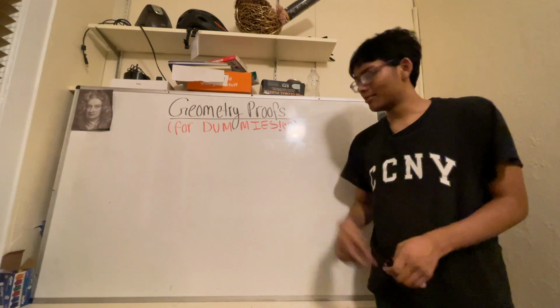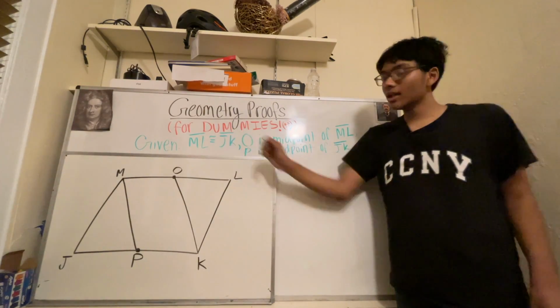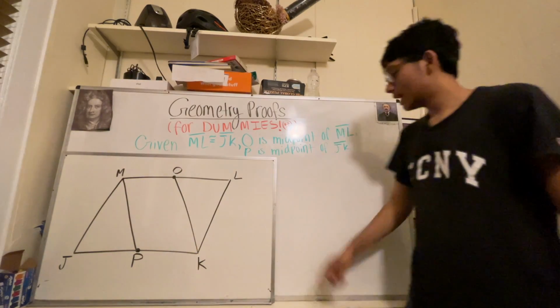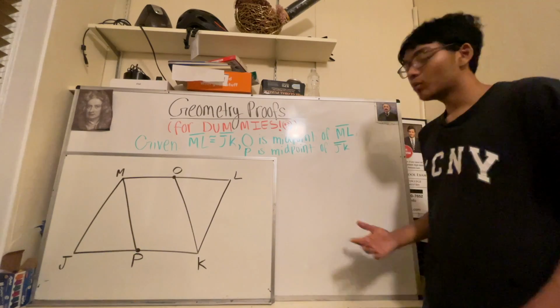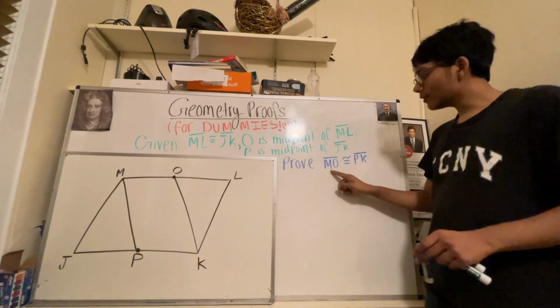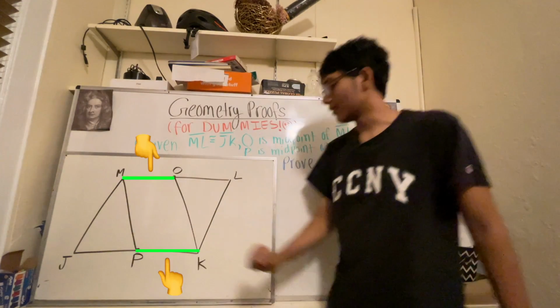Right, so here's our example. So here's what the problem tells us. So we know that ML is congruent to JK. We also know O is the midpoint of ML and P is the midpoint of JK. What do we have to prove? Let's check it out. So we got to prove that MO, which is this line segment, is congruent to PK, which is this one. So how do we do that?